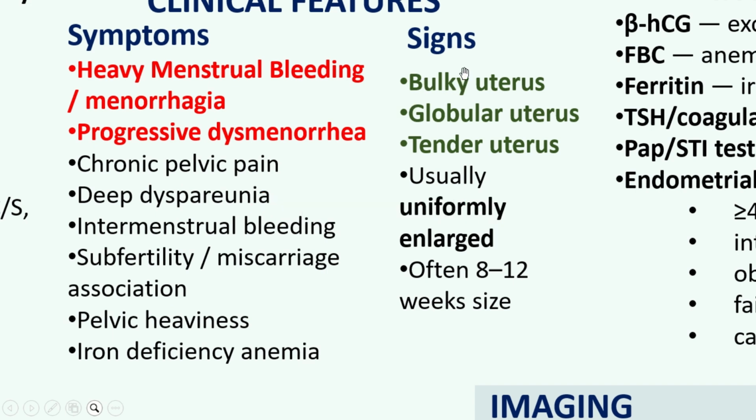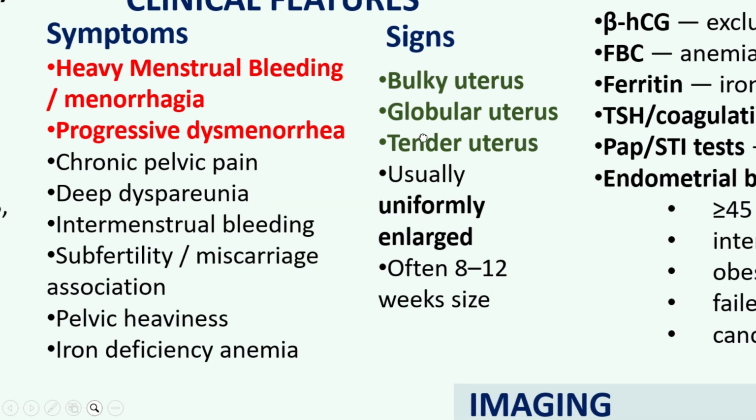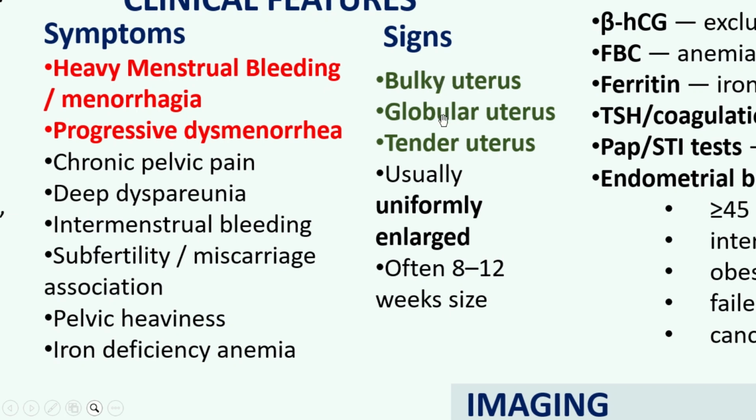And then when you look for signs, you may see a bulky uterus on examination, a globular uterus, a tender uterus, and it's uniformly enlarged most of the time. The size of the uterus is going to be around 8 to 12 weeks, so it's still below the umbilicus, but a bit perceivable above that.